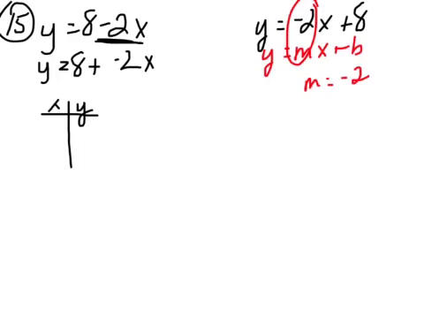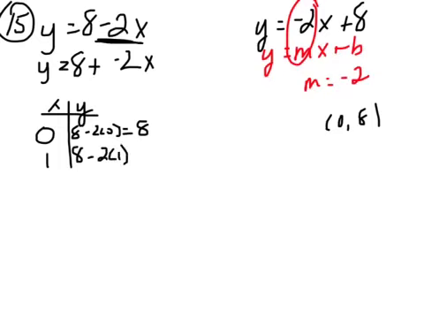Let's say that I plug in 0. 8 minus 2 times 0 is going to be 8 minus 0, which is 8. So I've got the point (0, 8). And let's say I plug in 1. Just picking some easy points to plug in because I don't want to work too hard, right? 8 minus 2 times 1 is 8 minus 2, which is 6. So I've got the point: if x is 1, y is 6.